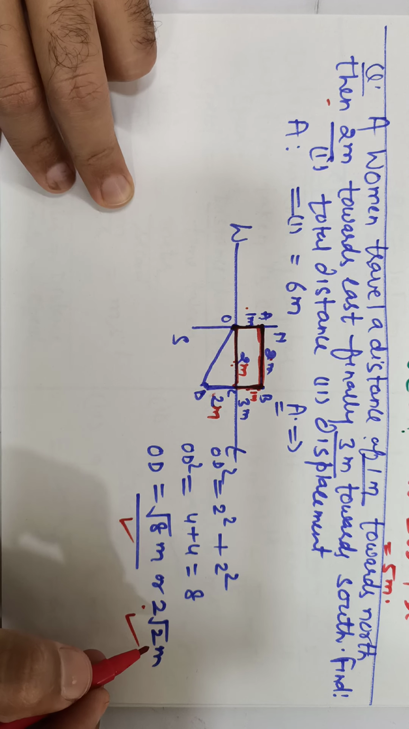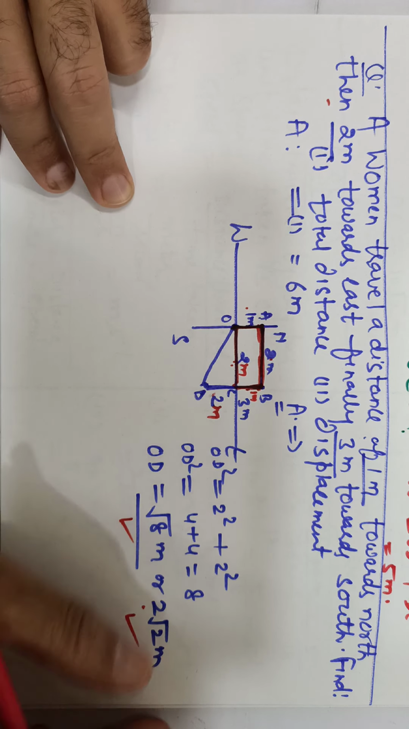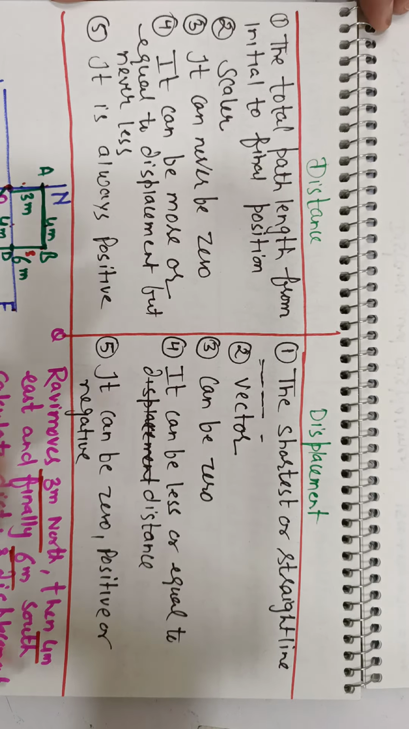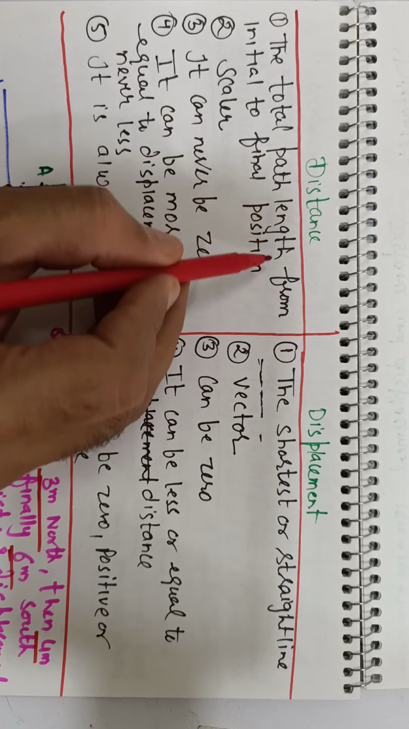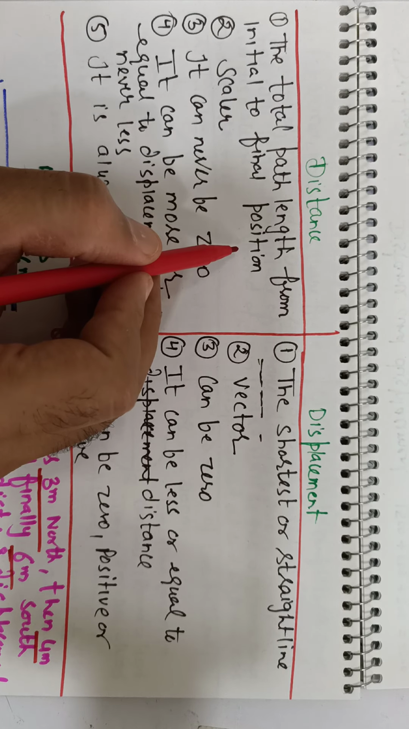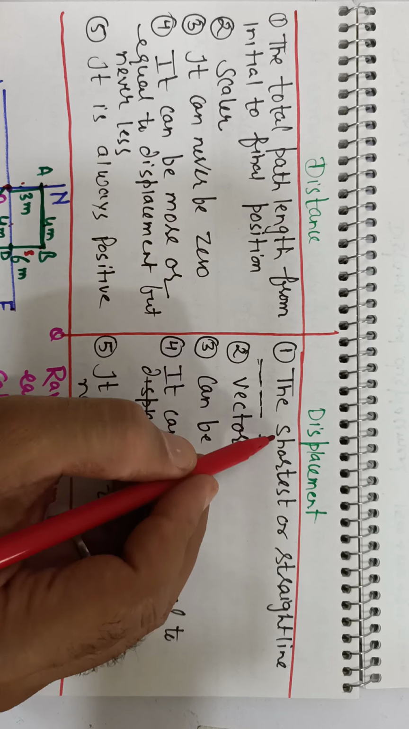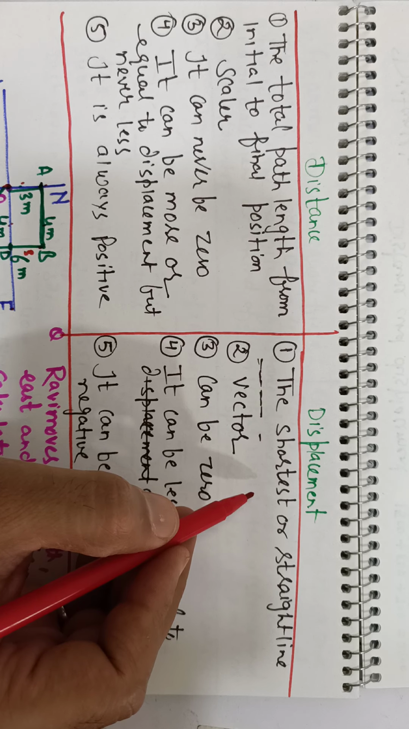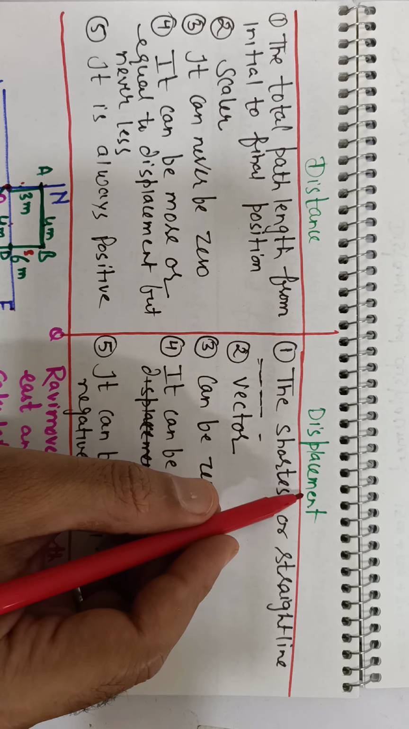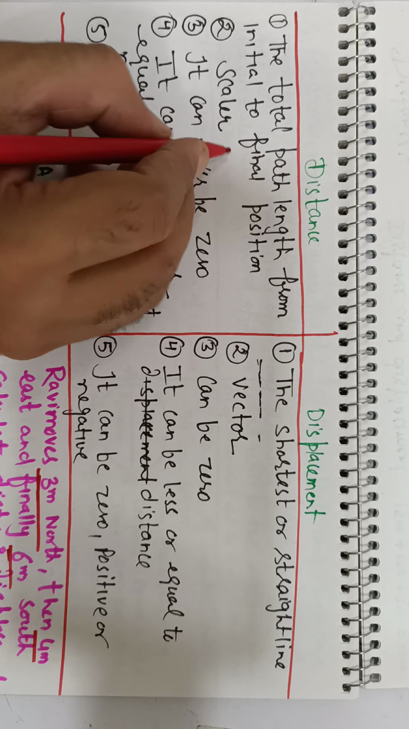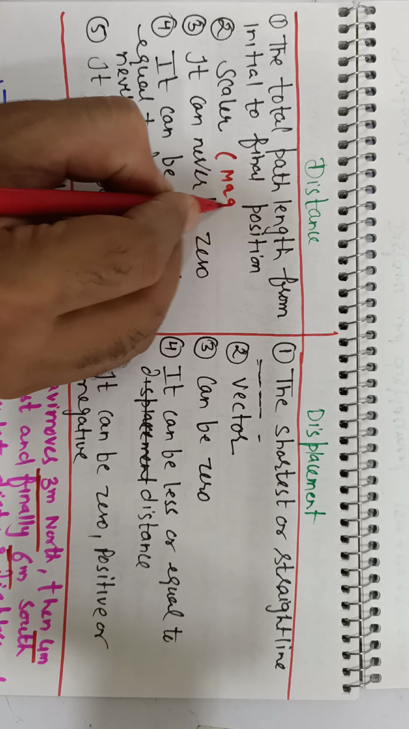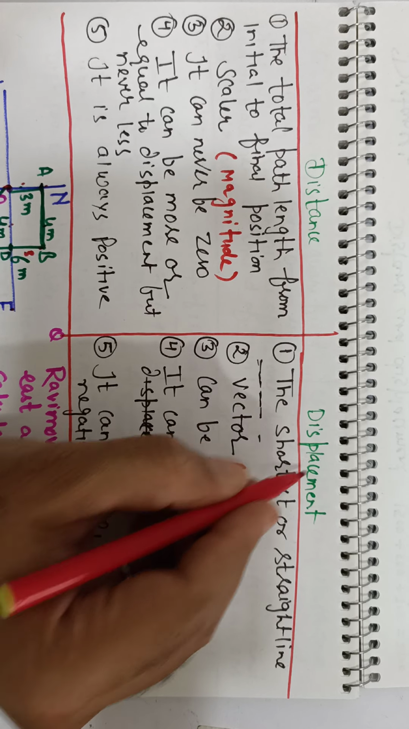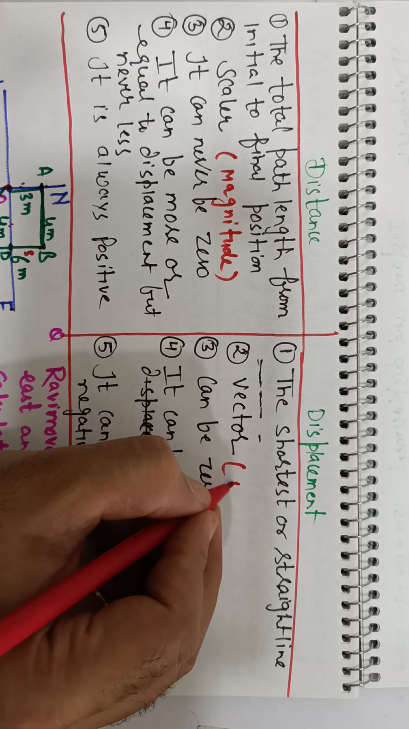Now the question arises, what is the difference between distance and displacement? Let us discuss. The first point is the definition. The total path length covered from initial to final position is the distance traveled. The shortest path, or straight line path, between initial and final position is said to be displacement. Distance is a scalar quantity because it has magnitude only. Displacement is a vector quantity because it has magnitude and direction.